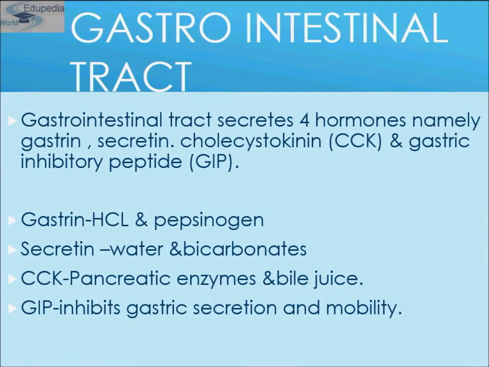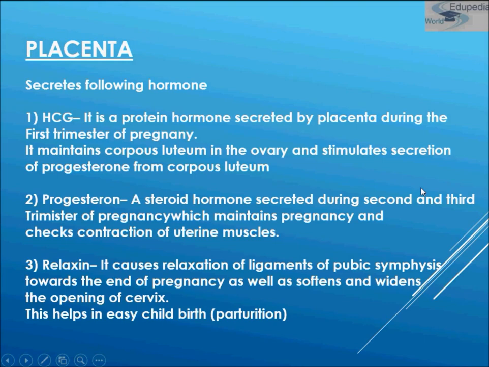Okay, and what does GIP, that is gastric inhibitory peptide, do? It inhibits secretion of gastric juice and inhibits gastric motility. Okay, now we'll study about the placenta.